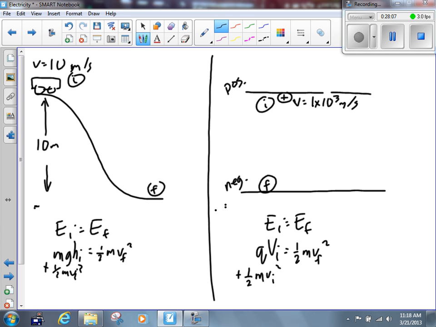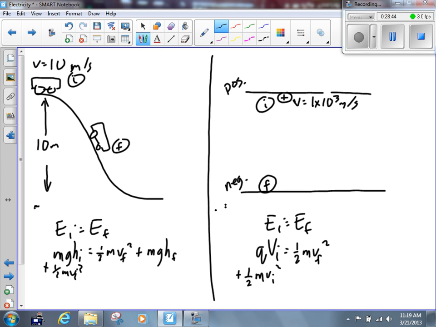What about this one? Let's change this around now so that we're looking for the speed of the car halfway down the hill. That's our final point now. Do we have kinetic energy at the beginning of this problem? Yes. Do we have potential energy at the beginning of this problem? Yes. Do we have kinetic energy at the end of this problem? Yes, because it's moving, right? Do we have potential energy at the end of this problem? Yes, because it's got a height.